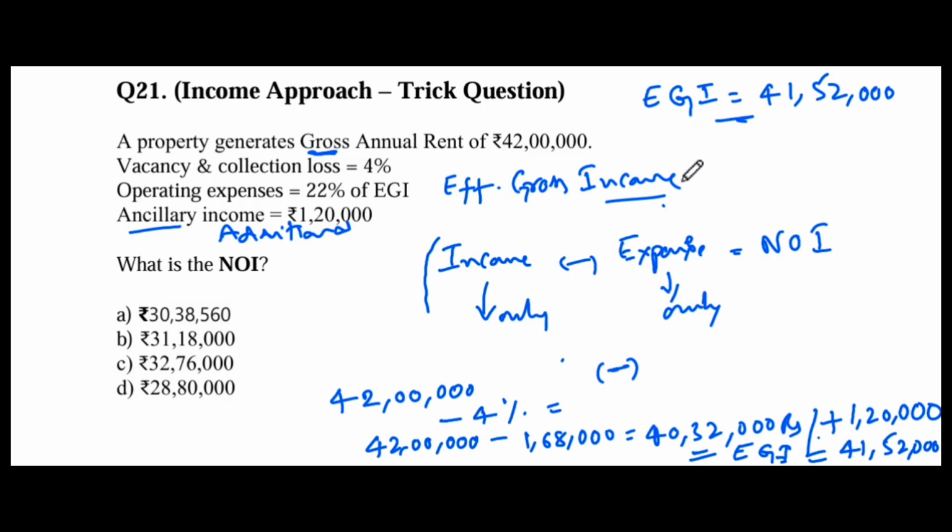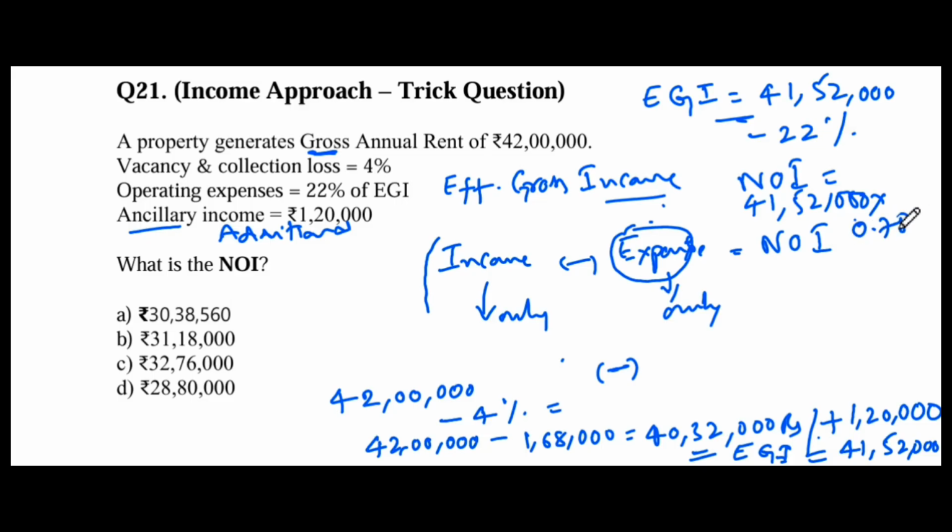Now to get the net operating income, now let's come to expenses. Operating expenses are 22% of EGI. So deduct 22% and get NOI simply. That means 41 lakhs 52,000 into 22%, direct 22%. That means how much? 78, right? 0.78.